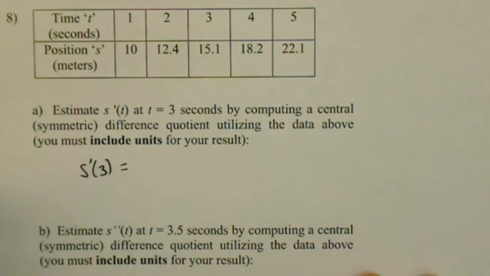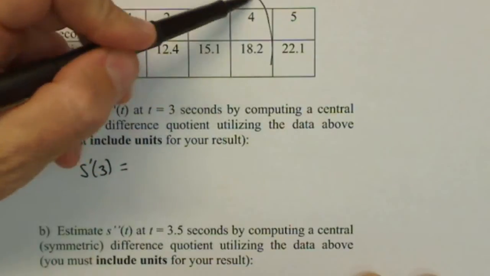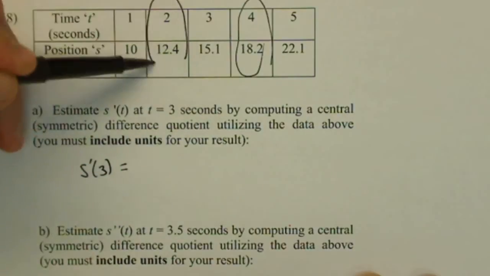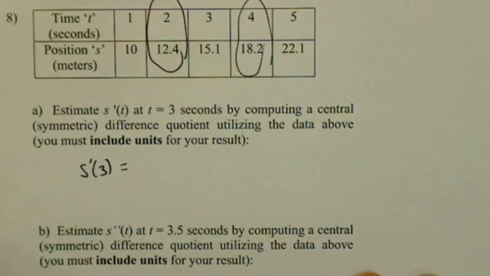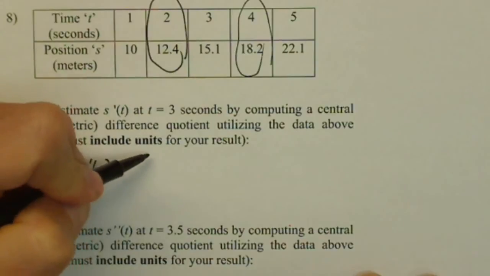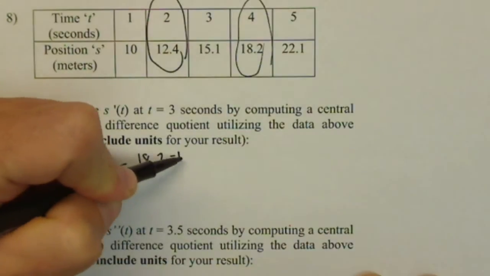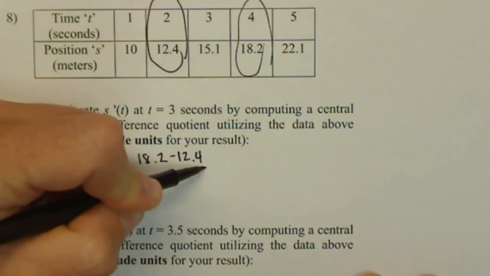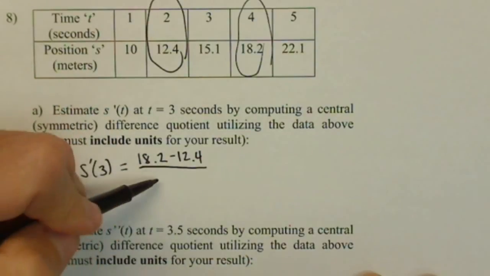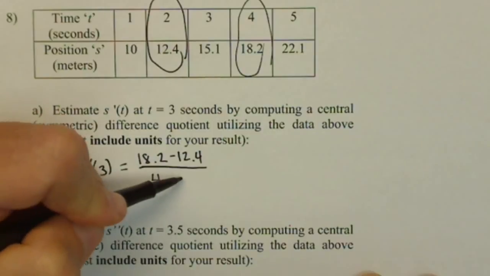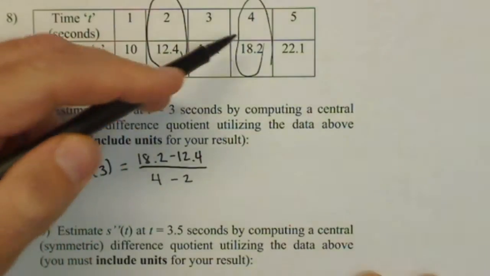Well, when you're using a symmetric difference quotient, that means you're using the points on both sides. So we're going to use here at 4 and here at 2. So what we're going to do is just find the average rate of change between those. So 18.2 minus 12.4 over 4 minus 2. And we need to make sure our points are lined up.